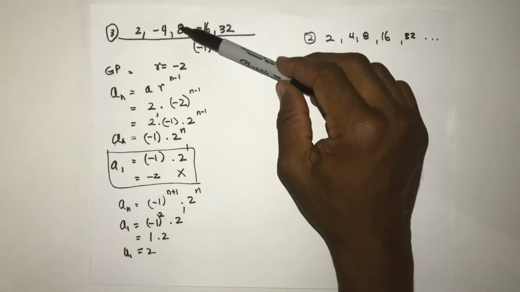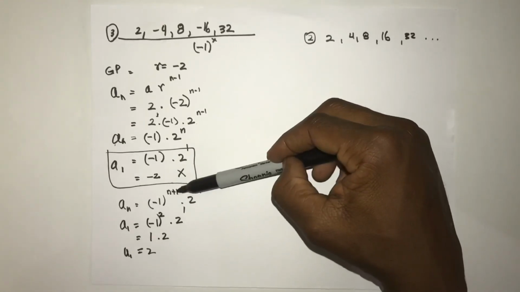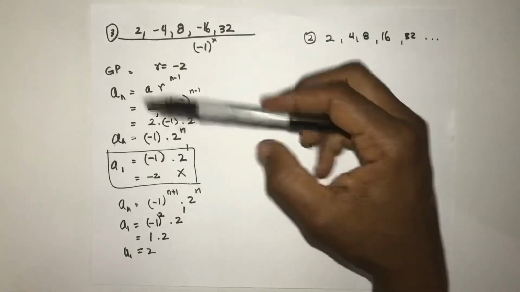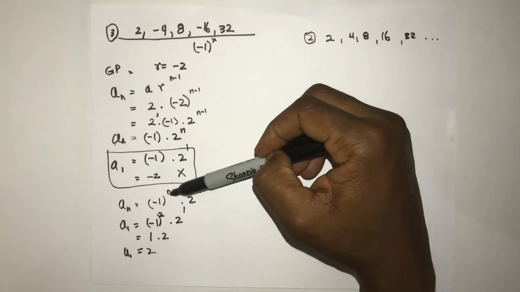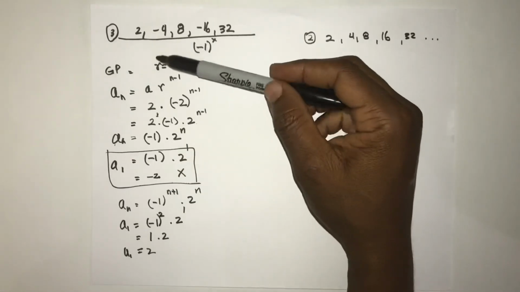Likewise, a3 would have been negative 1 raised to the 3 plus 1, which is 4, so this is positive, and 2 to the 3 is 8. The second one would have been 2 plus 1, which is 3, and then this is negative, so that is how you'll actually get the negative 4 here.